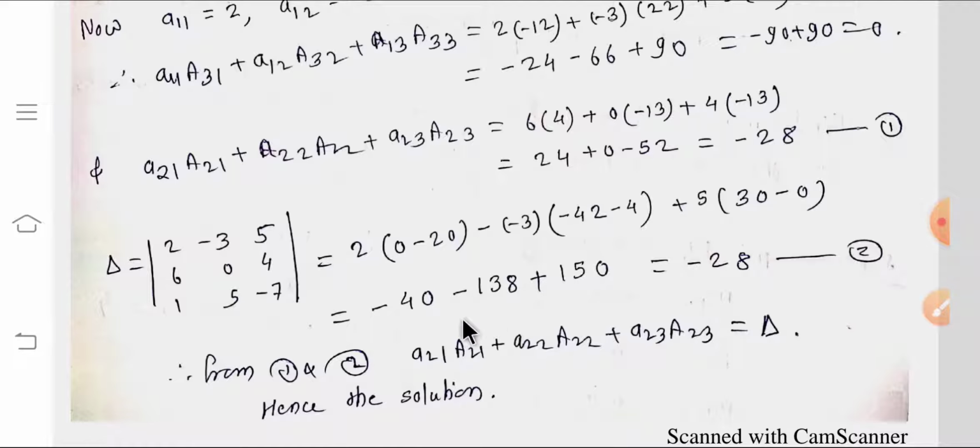Hence from equations 1 and 2, this clarifies note 2, that the sum of the elements of any row or column with respect to the corresponding cofactors of the same row or column is equal to the value of the determinant. Hence this solution.